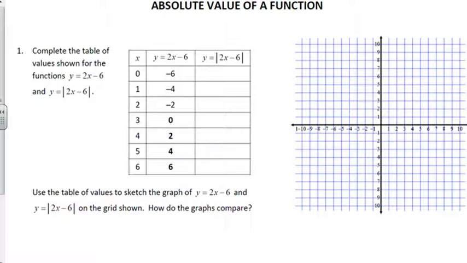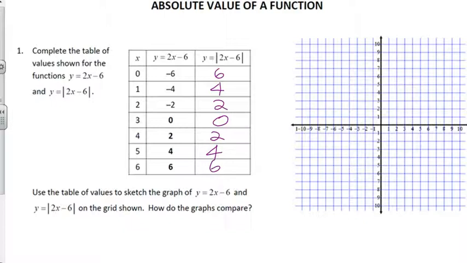So in this column here is y equals 2x minus 6, and we need the absolute value. So what is the absolute value of negative 6? 6. Of negative 4? 4. Negative 2? 2. What's the absolute value of 0? 0. 2. 4. 6.